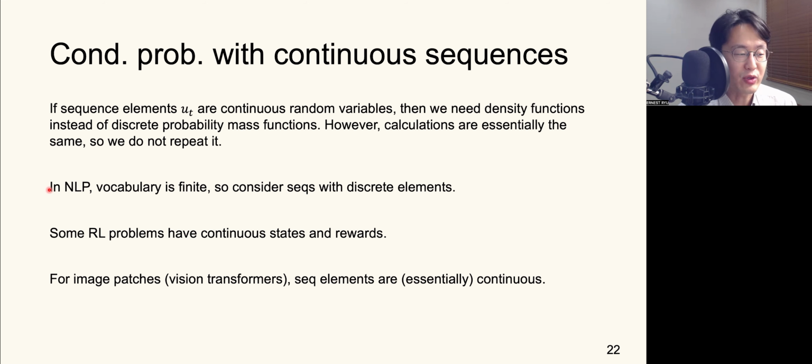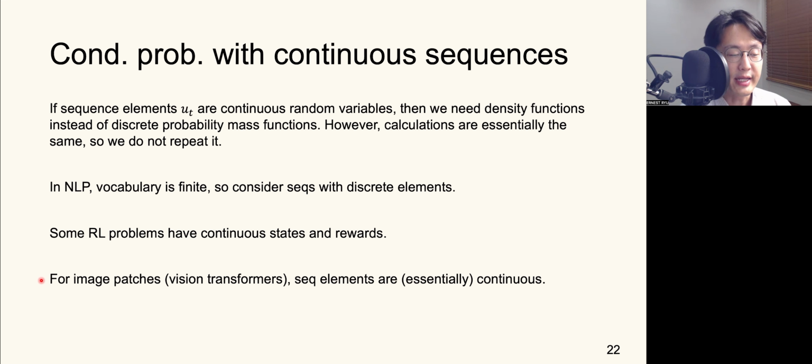When you're working in the domain of natural language processing, the vocabulary tends to be finite, so we can consider sequences with discrete elements. For some reinforcement learning problems, the state spaces and rewards can be continuous. If that's the case, then you may want to consider sequences with continuous values. To clarify, the notion of time or sequence position is still discrete. What I'm talking about is whether the sequence values can take on a continuum of possibilities or rather a set of discrete possibilities.